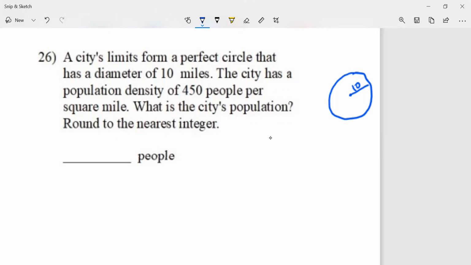Okay, so let me find out first. Oh, my diameter is 10 miles, right? So actually my radius is 5. The diameter is 10 miles, so the radius is 5. I can find out what's the area of this circle. I'm just going to go 5 times 3.14. So I find out that the area of my circle is 78.5.